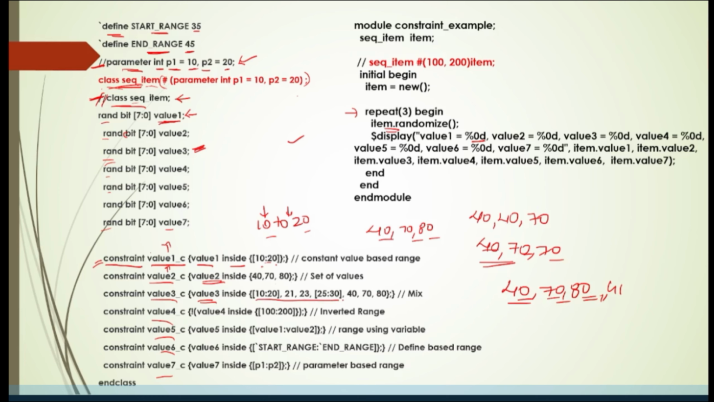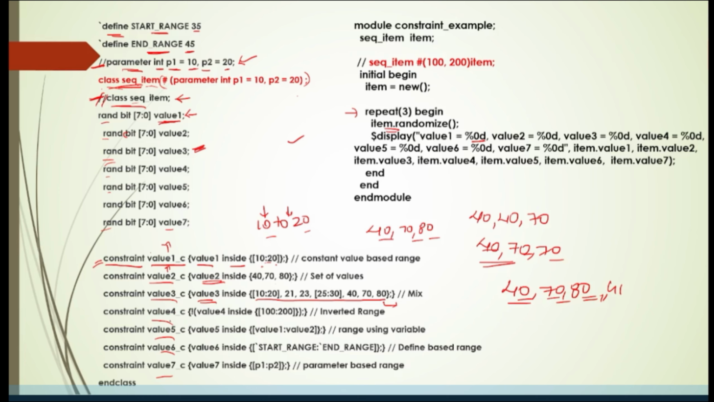So all these values you can expect. What you have to remember is that the value shouldn't be outside this range. You don't get values outside this particular range. Okay, so try to execute it so that you will understand it.